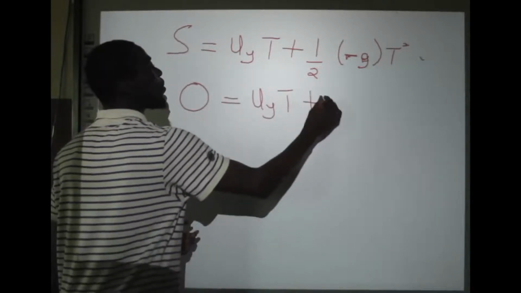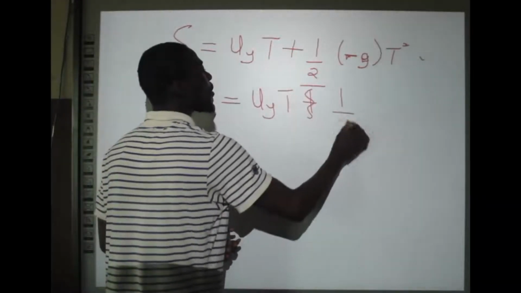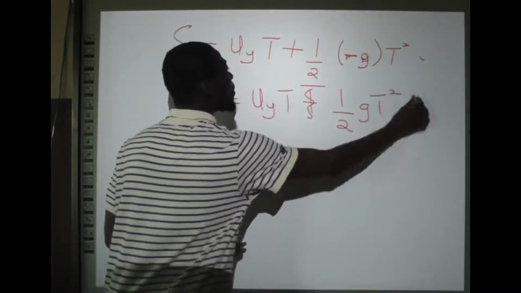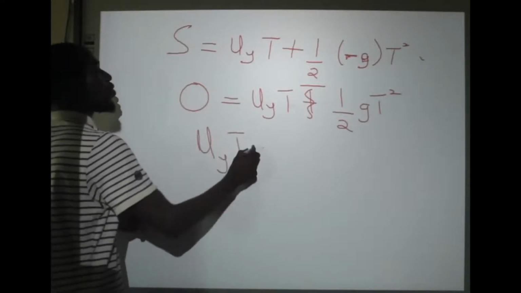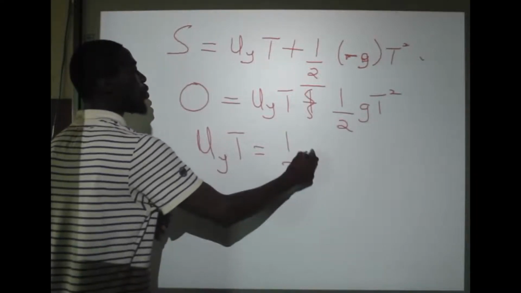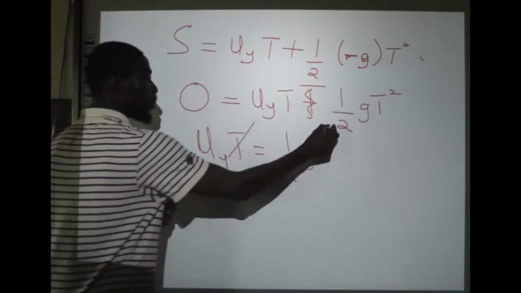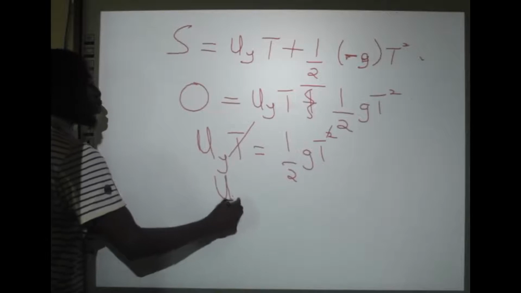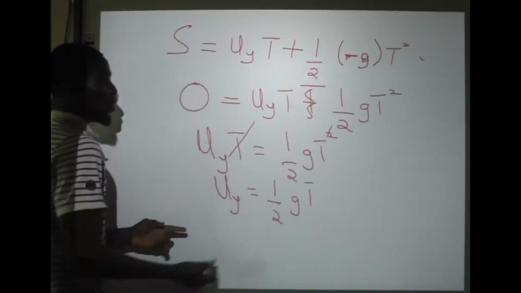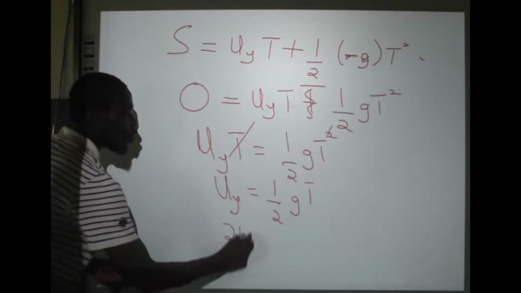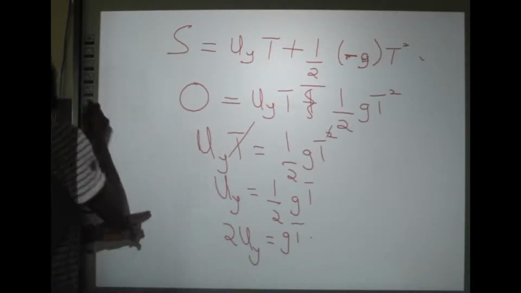Uyt plus, okay, plus and minus is minus 1/2 gt squared. So you can take one of them to the other side. So you say our Uyt will now give us 1/2 gt squared. So one of the t can cancel. So it implies that our uy will now be equal to 1/2 gt. So if you cross multiply, it implies that our 2uy will now give us gt.